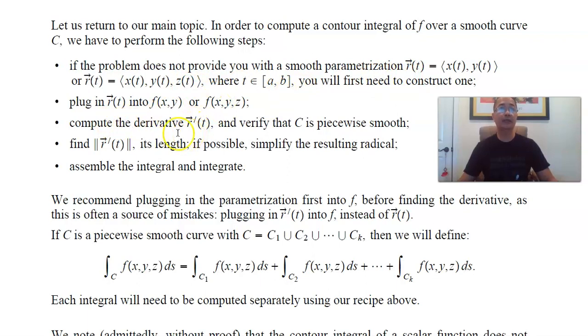Because remember, we need the length of r prime. While we're at it, we will make sure that it is never the 0 vector. Okay, so yeah, it's this pesky square root that's going to give us a problem. So we're only going to give you curves where you can simplify the radical, or maybe the function that goes with it is going to cooperate, shall we say, so that you can perform the integral, let's say maybe by substitution or maybe integration by parts, okay?